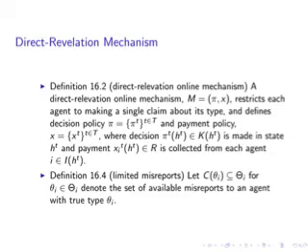Let I(h^t) denote the set of active agents in state h^t, i.e. those agents for which t is in the closed interval between a_i and d_i, that is, the arrival time and also the departure time of agent i. Definition 16.2: Direct Revelation Online Mechanism.